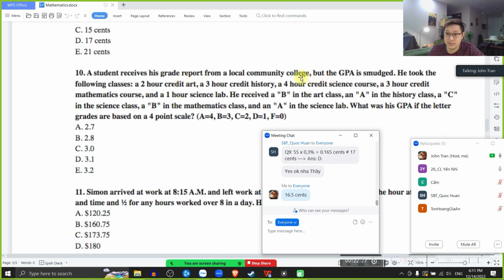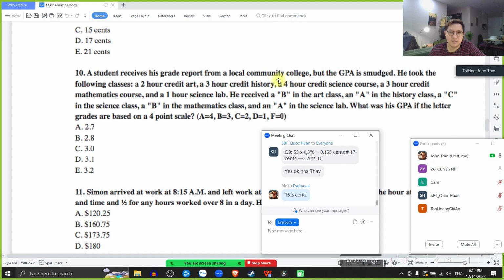Bây giờ một học sinh nhận được bảng điểm từ một trường college, college có nghĩa là university luôn nha. The word college also means university. College is the word they use in America, but in Europe we call it university, but they are the same thing. Cái chữ college này không có nghĩa là cao đẳng đâu nha. Bên nước ngoài không có chia kiểu cao đẳng với đại học như Việt Nam.